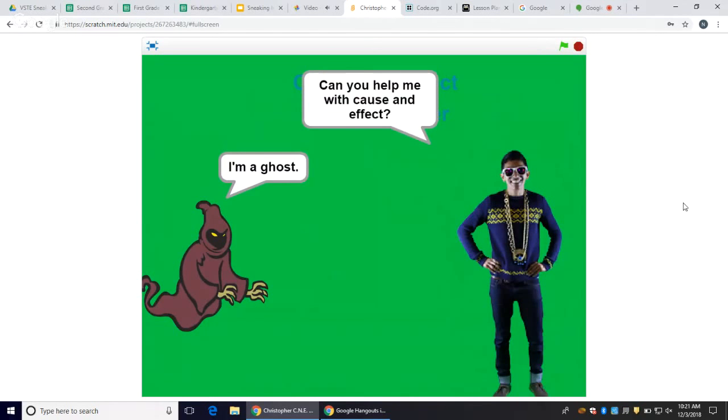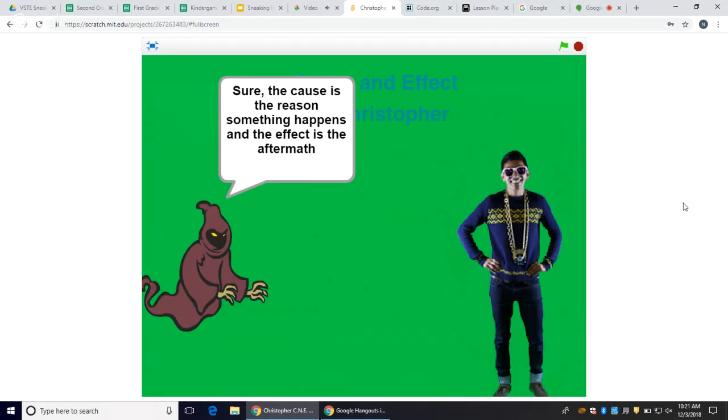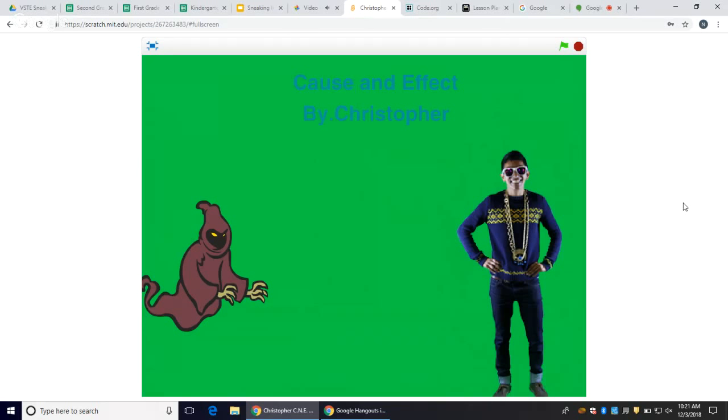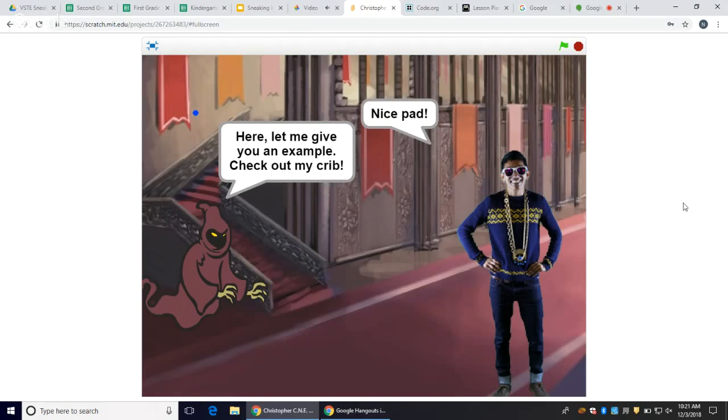So they're talking back and forth. Can you help me with cause and effect? So he gives the definition. And we've got our wait times in here. So some of the waits are a little bit longer or shorter than others. Check out my crib. So now they're going to change background. So they had to program it to change background because they're going to go back to the castle.